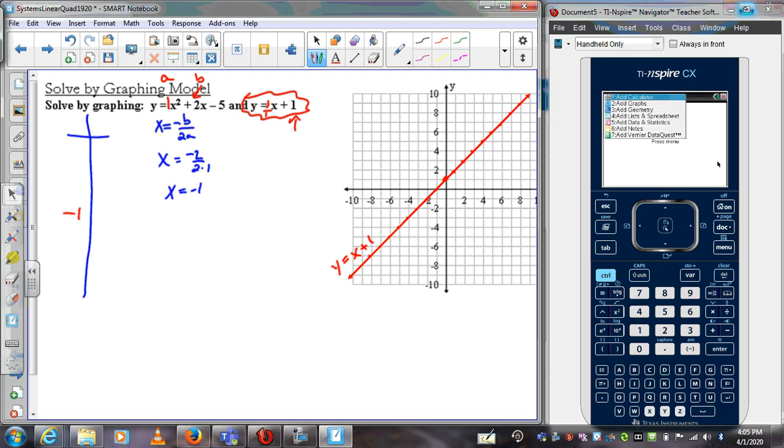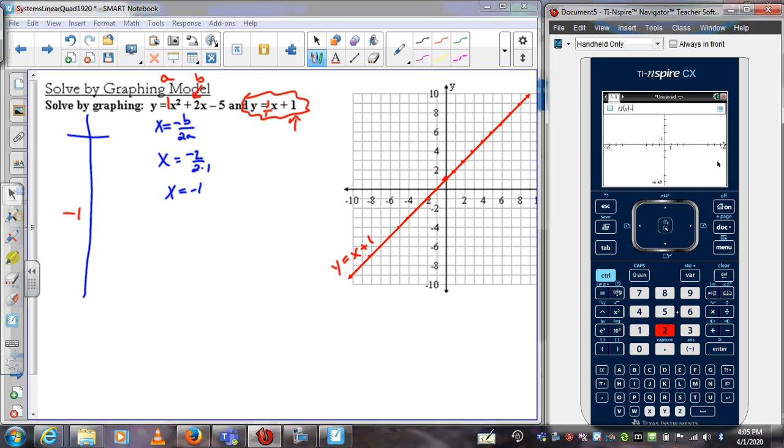I'm going to jump over to my graphing calculator here. If you remember, we're going to go to a graphing page, and I'm going to put the equation in. So that would be x squared plus 2x minus 5. Hit enter. And that's good. I can see what the picture looks like, and given where it is on my screen here, if I can visually transpose it onto my whiteboard, it's going to cross more than once. Looks like I'm going to have two solutions here.